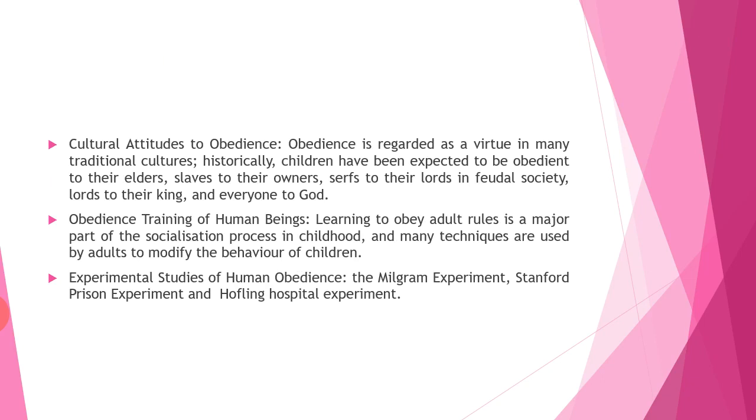Now, cultural attitude to obedience. Obedience is regarded as a virtue in many traditional cultures. Historically, children have been expected to be obedient to their elders, slaves to their owners, serfs to their lords in feudal society, and the lords to their king and everyone to God. Obedience training of human beings: learning to obey adult rules is a major part of the socialization process that exists in our society in childhood, and many techniques are used by adults to modify the behavior of children.